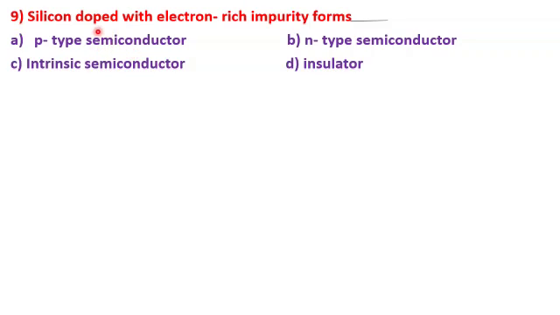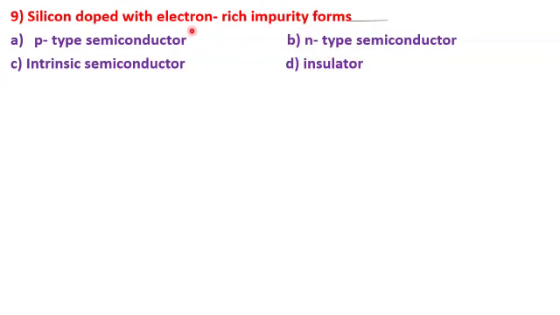Those are pentavalent impurities or trivalent impurities. For example, silicon has a valency of 4. If you dope it with a trivalent impurity, it will form a P-type semiconductor. That trivalent impurity is called an electron-deficient impurity. If you dope silicon with a pentavalent impurity, which is called an electron-rich impurity, it will give rise to an N-type semiconductor. Insulators are materials which are not conducting at all.